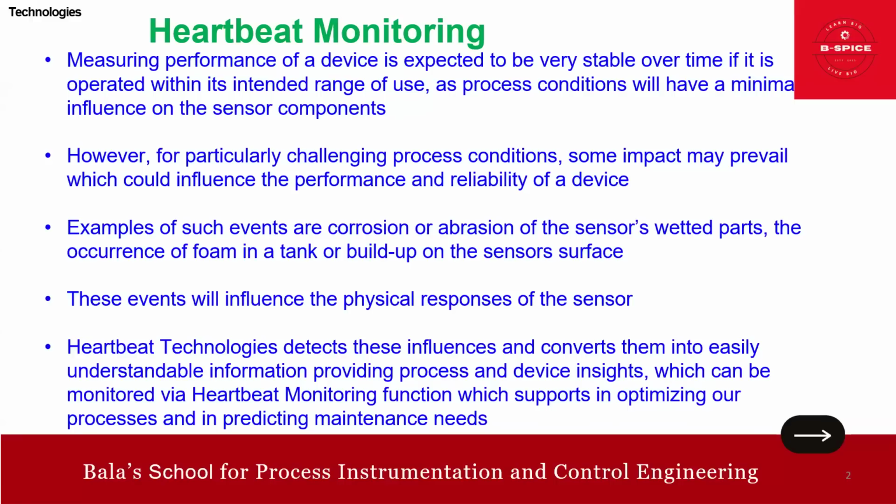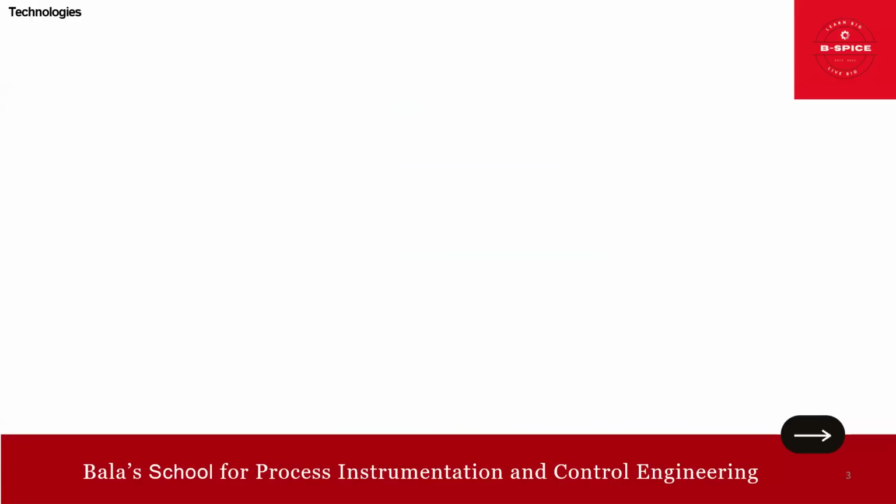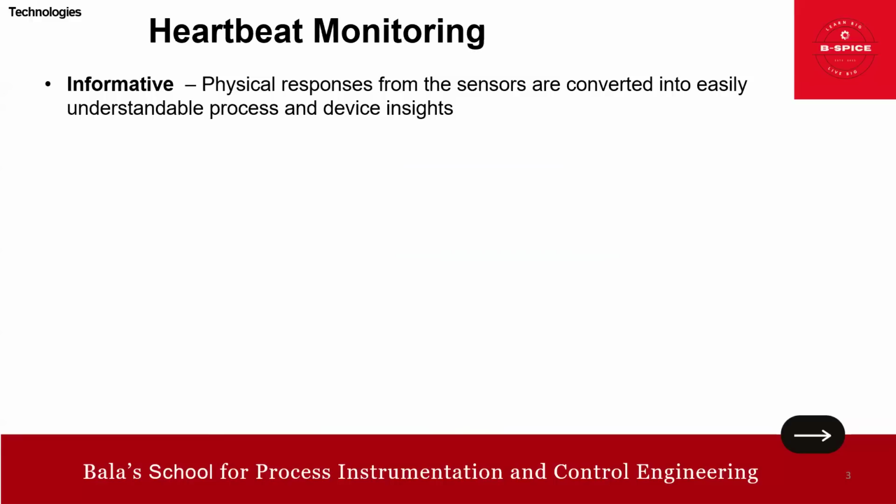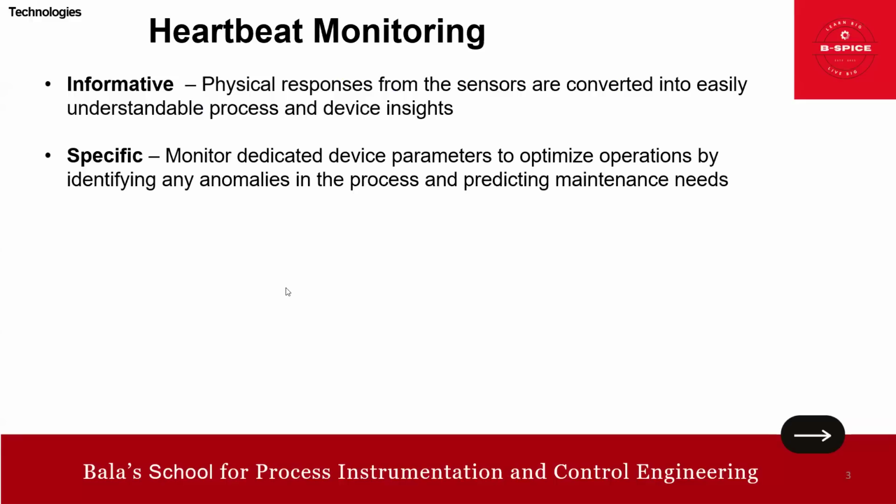So this is the intro, friends. I hope this is clear, right? So what does the heartbeat actually do? Basically the output information is very informative, meaning the physical responses from the sensor are converted into easily understandable process and device insights. And it is specific: it monitors dedicated device parameters to optimize operation by identifying any anomalies in the process and predicting maintenance needs.